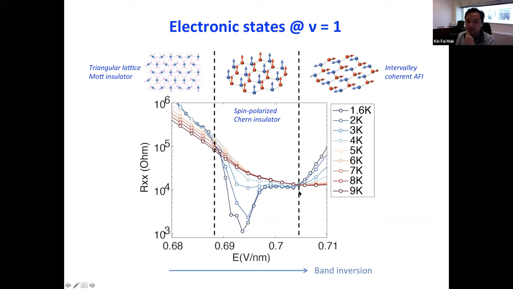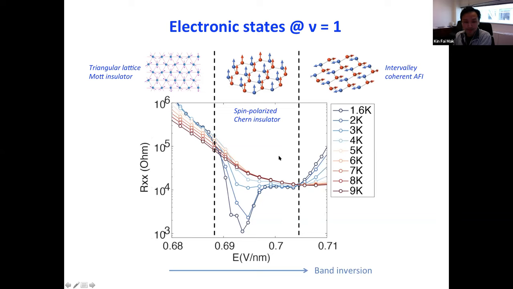temperature. And then if you go beyond another second critical point here, then you can actually see that there's another insulating state developed with resistivity going up with decreasing temperature. And I hope to convince you that we have observed an intervalley coherent antiferromagnetic state at the highest electric field after this quantum critical point. Okay, so I will try to present our argument for why we think these are the states in the next few slides.